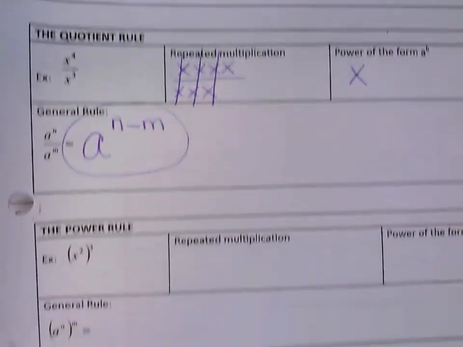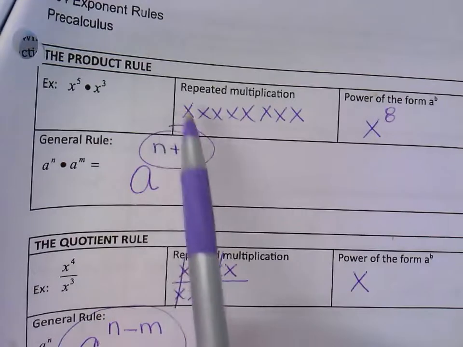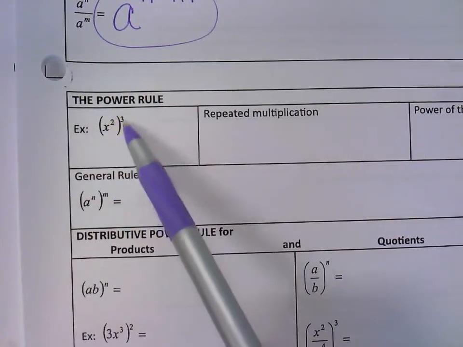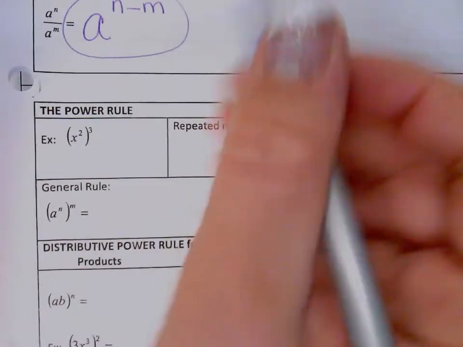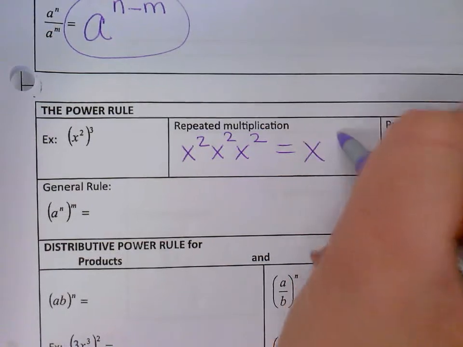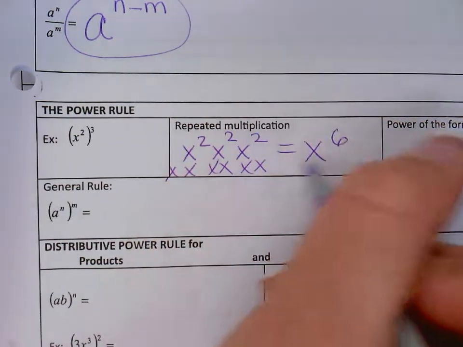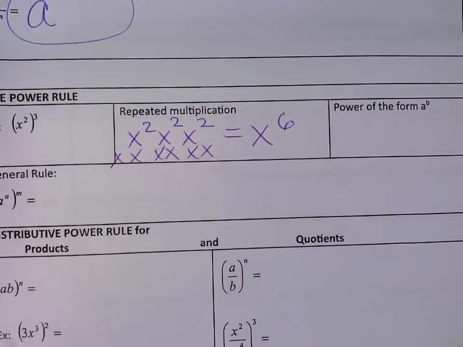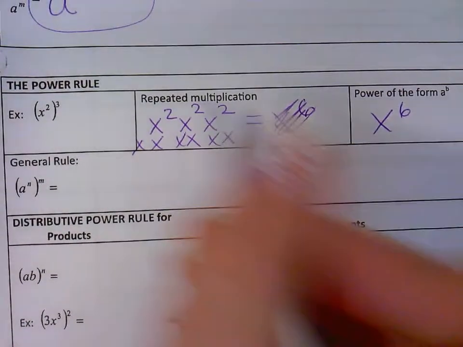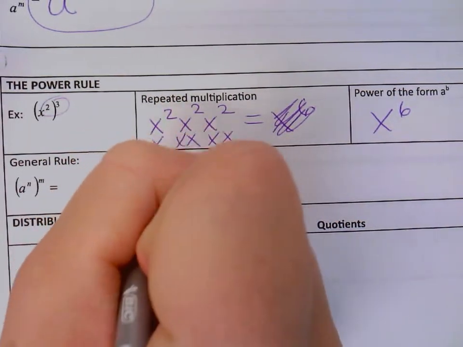Okay, and then the power rule, this is the one that tends to confuse people because up here we had to add them together. Down here, do you remember what the power rule is when you're distributing? Repeated multiplication tells me to do x squared times x squared times x squared, which is x to the 6th altogether, because this is xx, xx, xx. So I have x to the 6th altogether. Oops, I should have written x to the 6th over here. So what's the rule? I actually took 2 times 3, right? So a to the n times m.